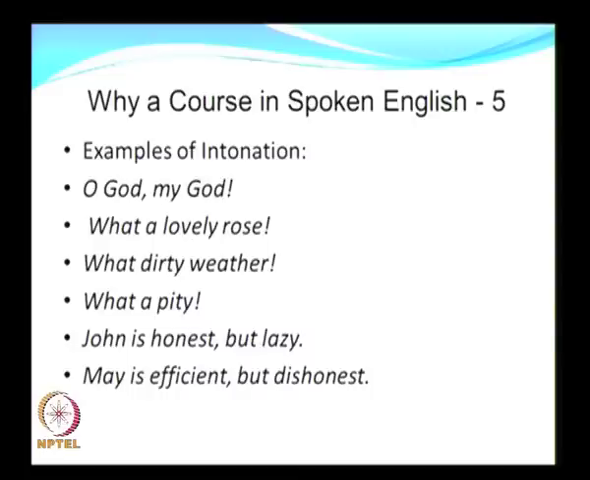Those who have not spoken yet. So who first? The first expression. Come on. Those who have not spoken. Don't feel shy. This is a course in spoken English. You won't learn until you speak. Right. What's your name? Ajay. Ajay. Marvelous. Oh God. My God.